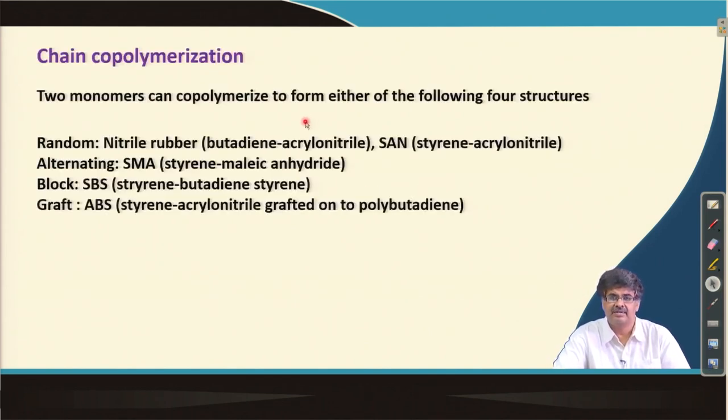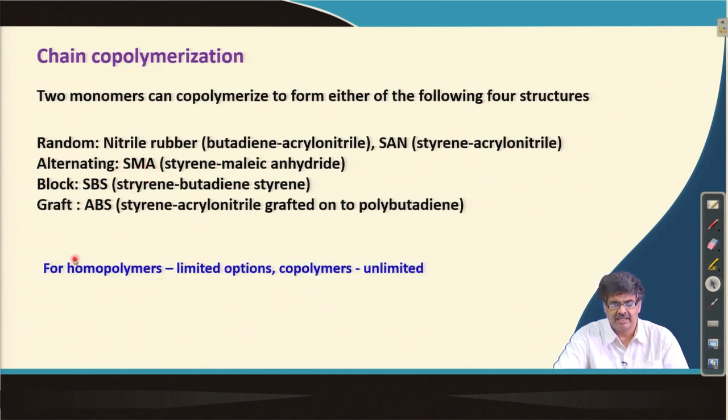So as we discussed during our introductory lectures, when we polymerize two monomers simultaneously, they form copolymers which can have different arrangements. They can have a random arrangement, an alternating arrangement, a blocky arrangement, or we can even have graft type copolymers. And these are some of the commercial polymers with a random structure and alternating structure and so on. For homopolymers we have limited options, but for copolymers we have unlimited options.